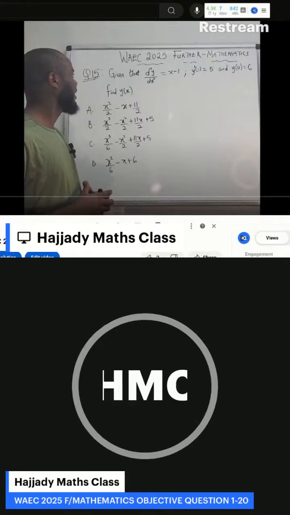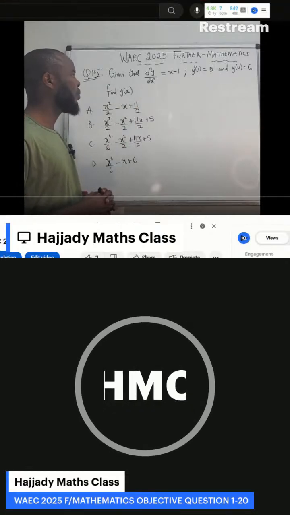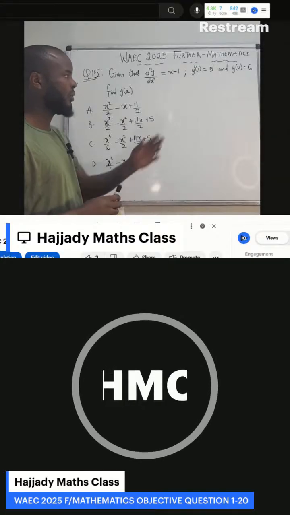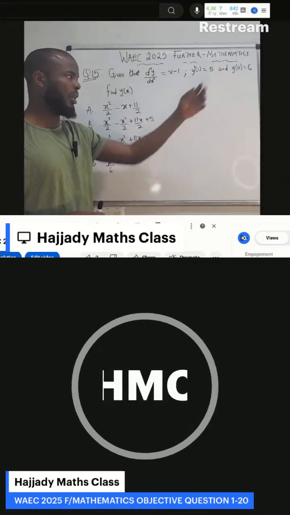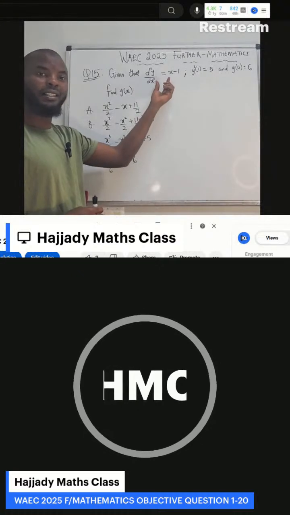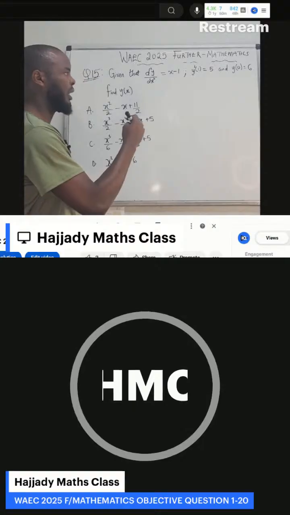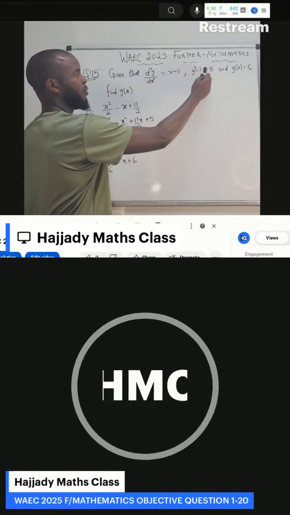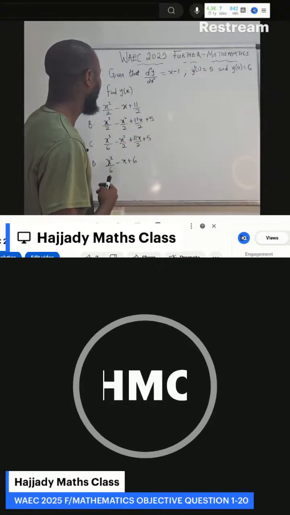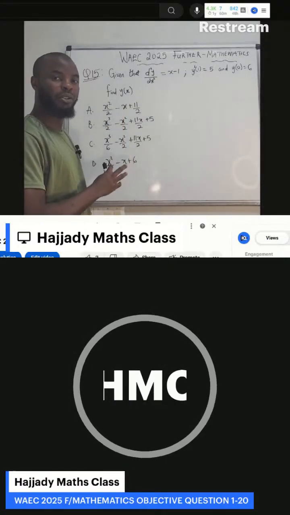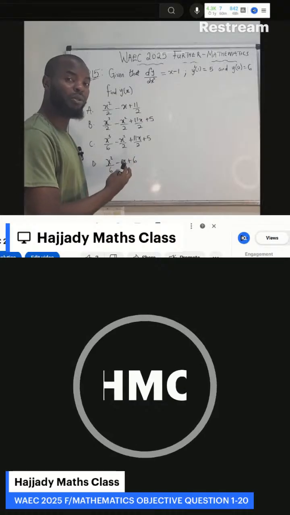Question number 15. It says, given that the second derivative of y with respect to x squared equals x minus 1, and we have y prime of 1 to be this and y of 0 to be this. What this is saying is the second derivative is given as x minus 1, and we have the first derivative of y at 1 to be this and that. Find y of x. If I'm going to solve this question, it's going to take a few minutes to do.